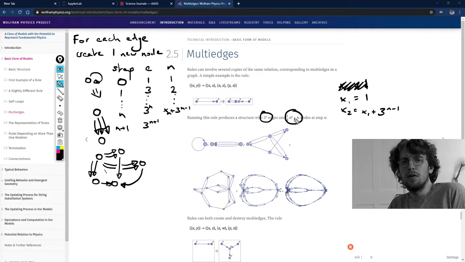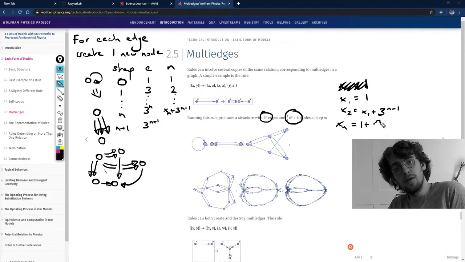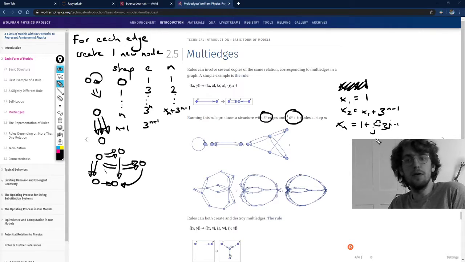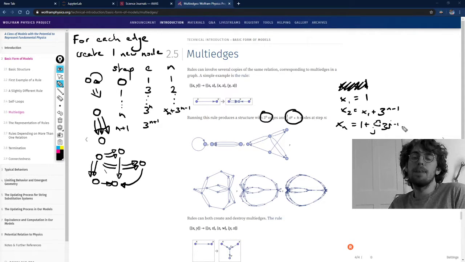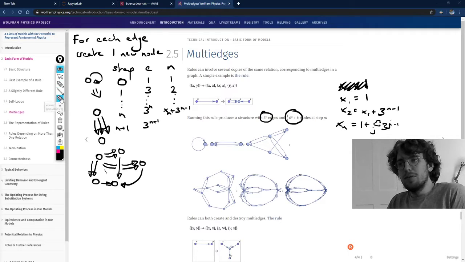So xn is 1 plus sum of j of 3 to the n minus 3 to the j minus 1. Sometimes you get to this point in a proof and you're like, I believe it. I don't think I can pick up and move something here, so I've slightly run myself out of space.